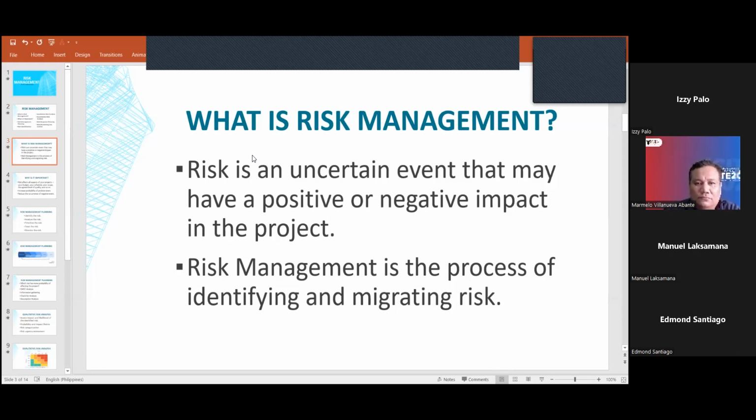So, as Doc Marmelo said earlier, risk is an event that, if it occurs, adversely affects the ability of a project to achieve its outcome objectives. And risk management is the process of identifying the risks, or simply assessing what the risks are, and taking steps to reduce that risk to an acceptable level, so that the software or system can be managed carefully and succeed.